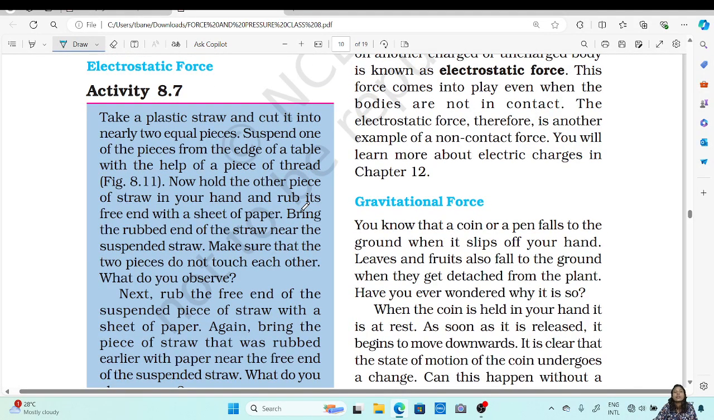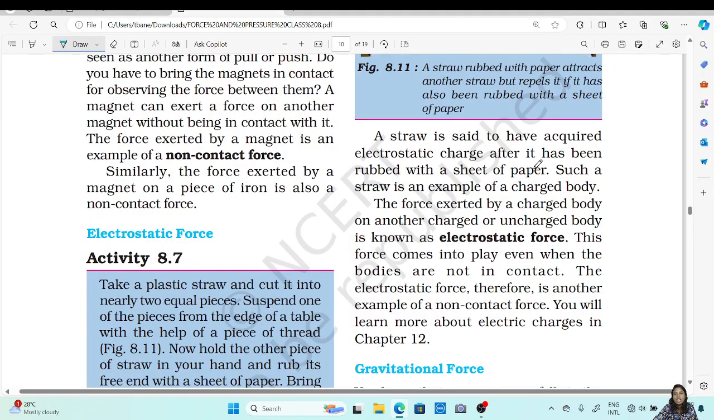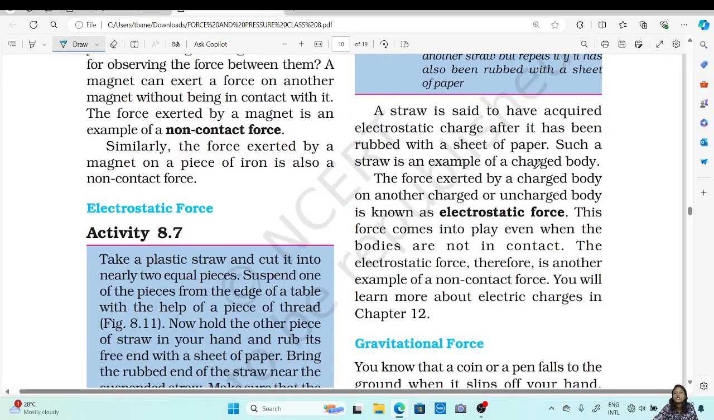So now in this activity, they have told us to take a plastic straw, cut it into two halves and keep one part of it, attach it to a thread and leave it hanging. Now the other part you take and rub it on a paper, and then you try to bring it close to the piece of straw that is hanging with a thread. So what you will see is there will be some kind of movement happening. Now why is this happening? So a straw is said to have acquired electrostatic charge after it has been rubbed with a sheet of paper.